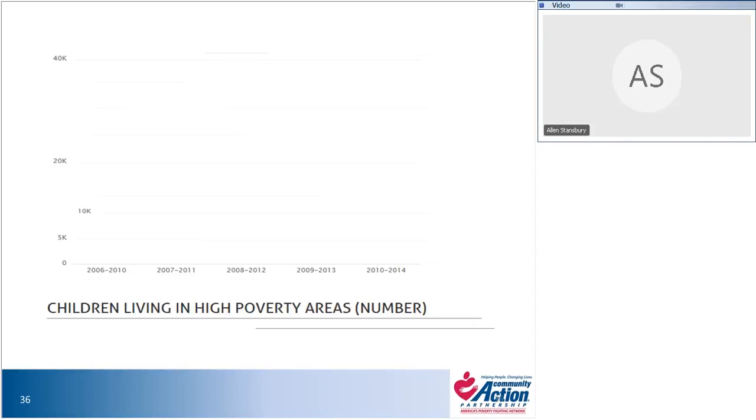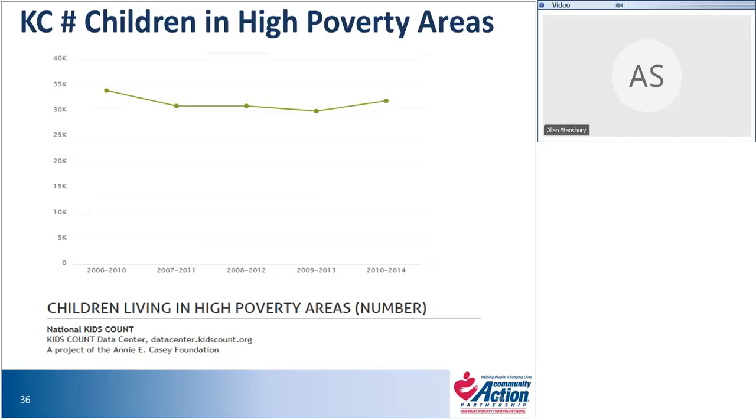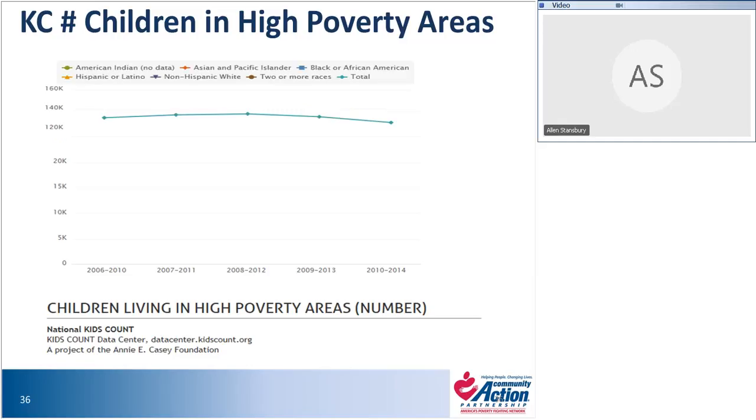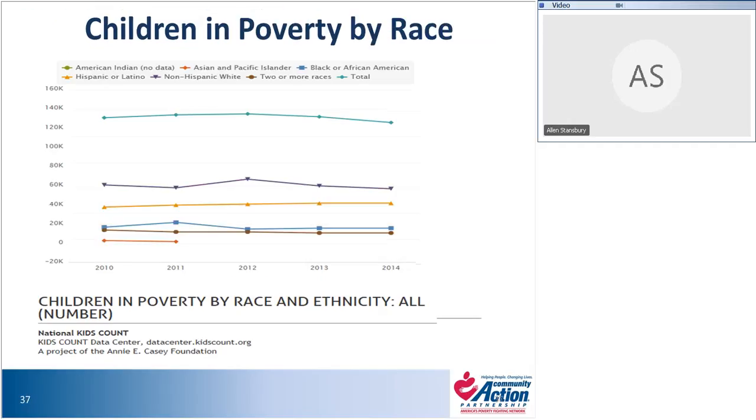Child poverty, and this is Kansas City, number of children in high poverty areas. This reflects the map we showed before. We're talking about between 30 and 35,000 currently. Children in poverty by race. Here at the top, in this line right here, we're looking at Black Americans. Down here, these are Asians, and you can look up here for what the others are.